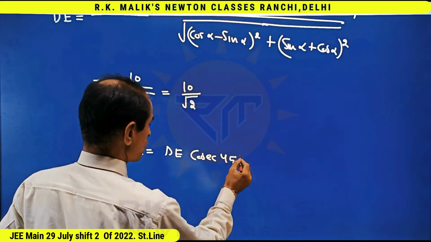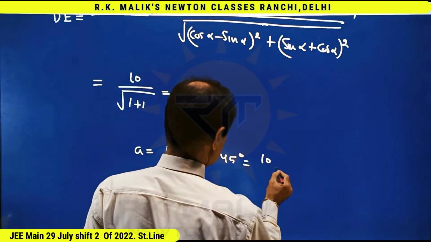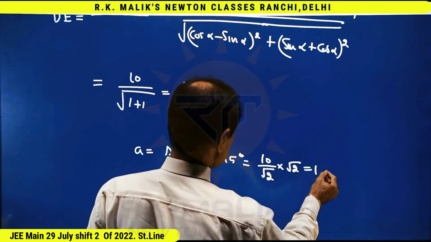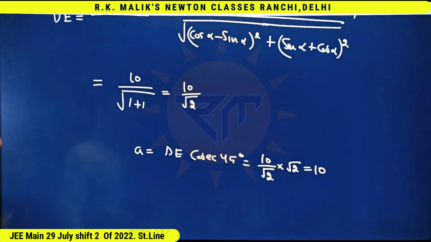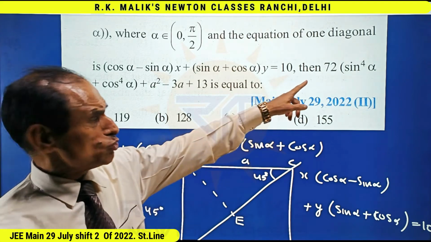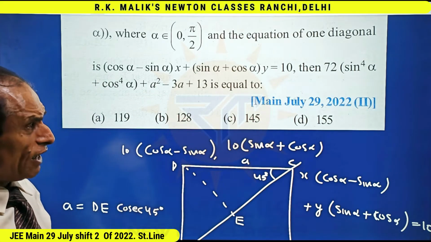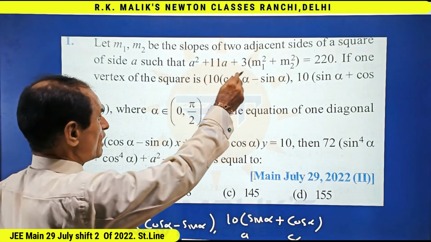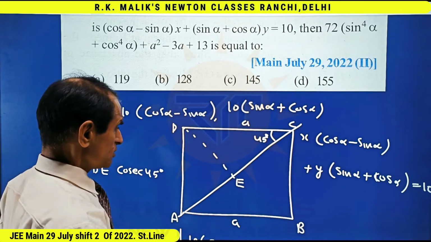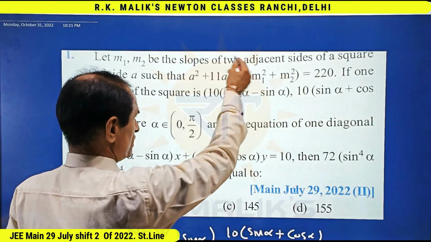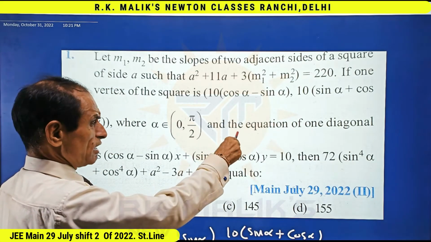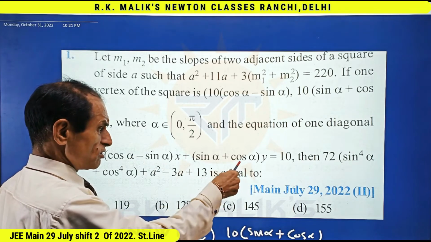And because a is equal to DE cosecant 45 degree, it is 10 by root 2 into root 2, that is 10. This is the length of side. This value of a you can put here. To find the value of this, now we require the value of alpha. It is given that m1 and m2, which are slopes of these two lines, satisfy this equation, and the other information that the equation of diagonal is this.